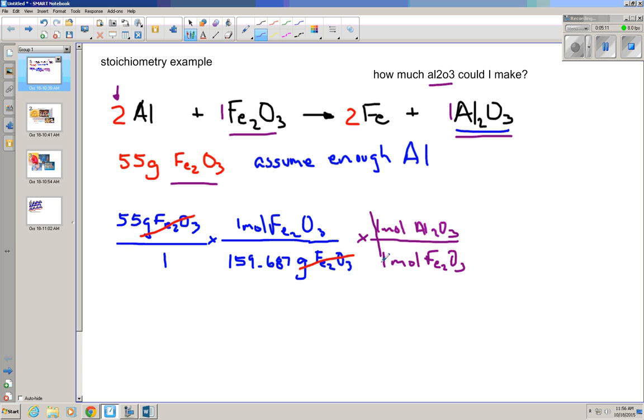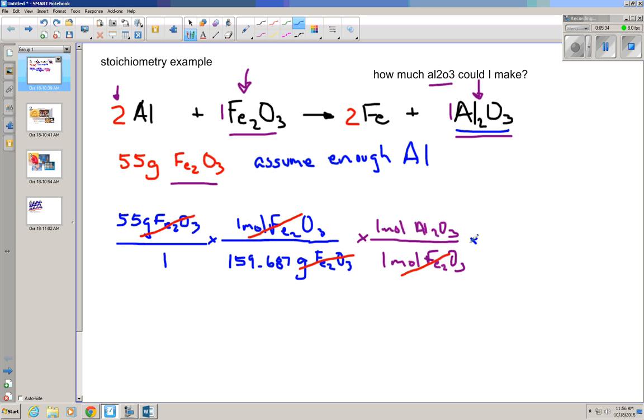Remember, this is the most important part of the entire chemical equation. I get that from the chemical equation itself, which is why you have to go through and actually do the balancing first. So now, in this step, I can cancel out moles of iron oxide with moles of iron oxide. The unit I have left is moles of aluminum oxide. And hey, I can go to the next step.